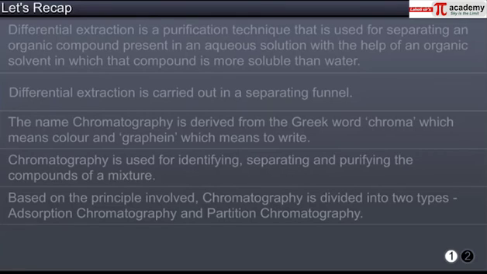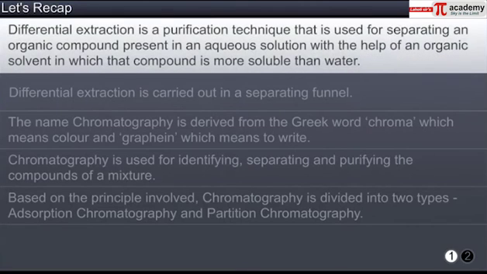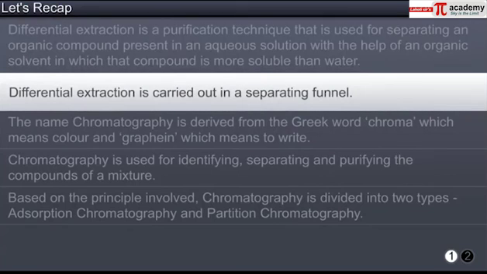You have now reached the end of this module. In this module, you learned that differential extraction is a purification technique that is used for separating an organic compound present in an aqueous solution with the help of an organic solvent in which that compound is more soluble than water. Differential extraction is carried out in a separating funnel.